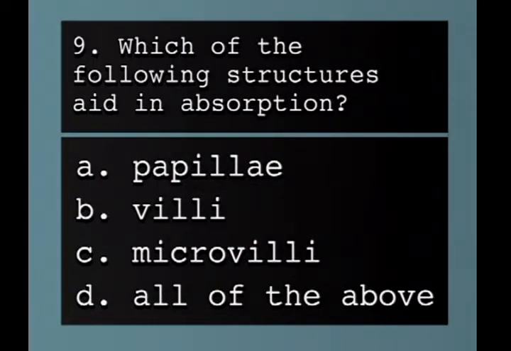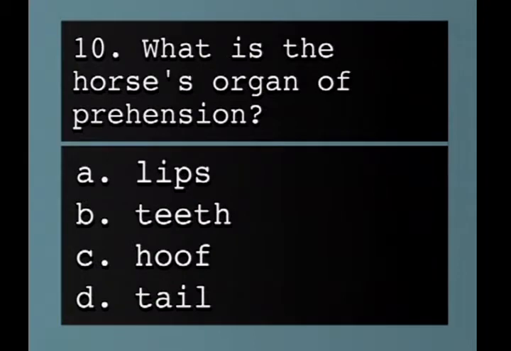Which of the following structures aid in absorption? A. Papillae. B. Villi. C. Microvilli. D. All of the above. What is the horse's organ of prehension? A. Lips. B. Teeth. C. Hoof. D. Tail.